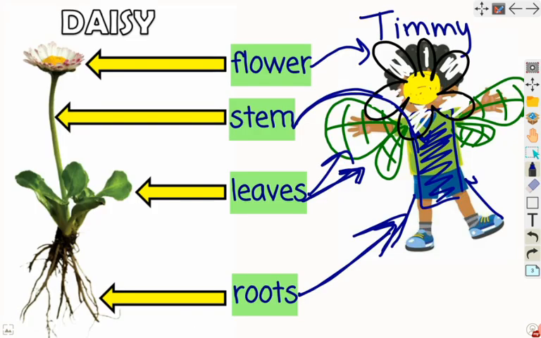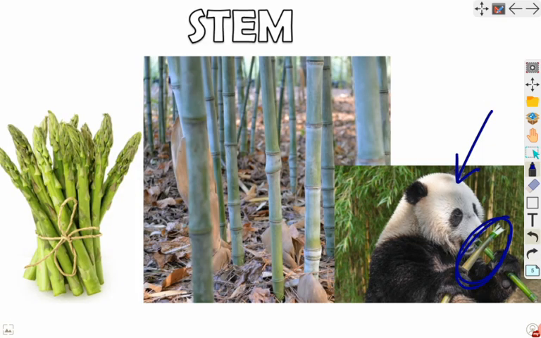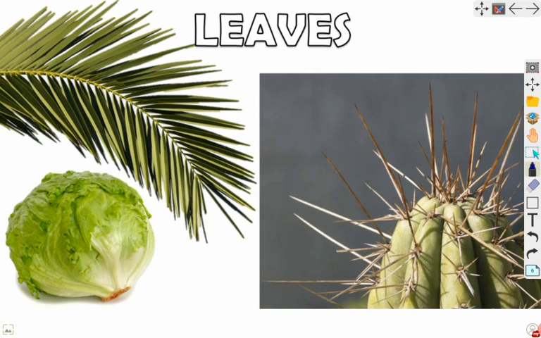Look at the leaves, remember? Do you remember the leaves of a plant? So here we've got some interesting leaves. We've got a palm tree leaf. Very curious. A lettuce with a lot of leaves. One leaf, two leaves. A lot of leaves in a lettuce.